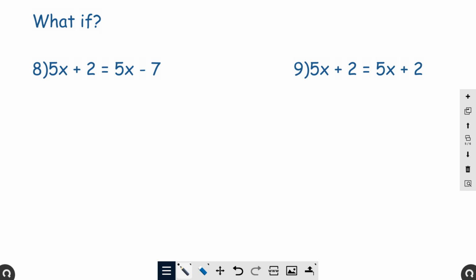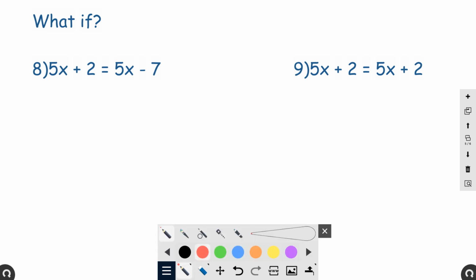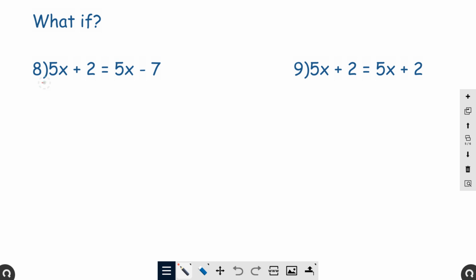All summer? Do what? All right. Tell us what to do. What do we do? You could start that way. I always say start with the variables first, though. So what would you do if you started with variables first? Subtract the 5. What happens when we subtract the 5?